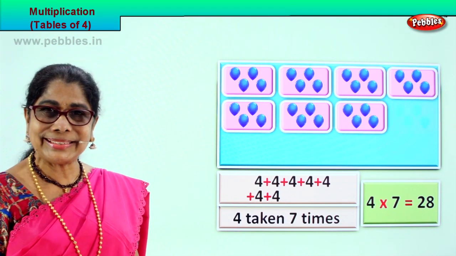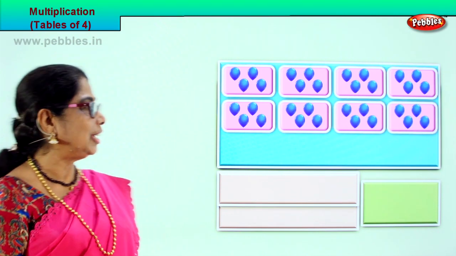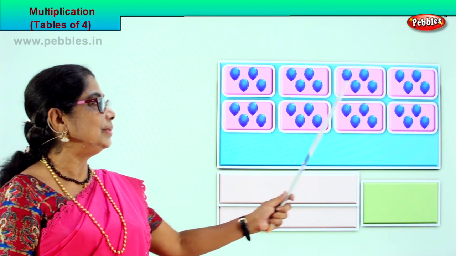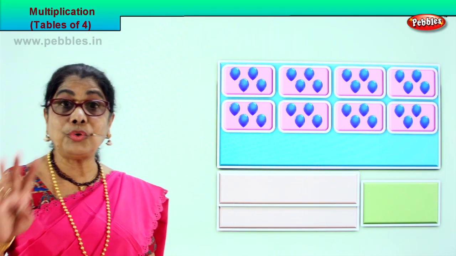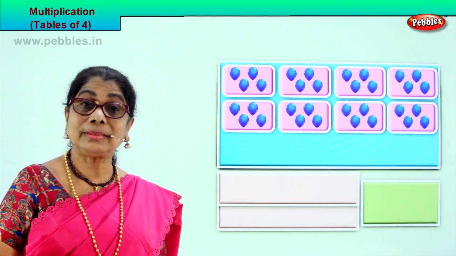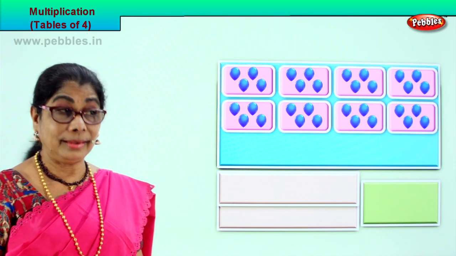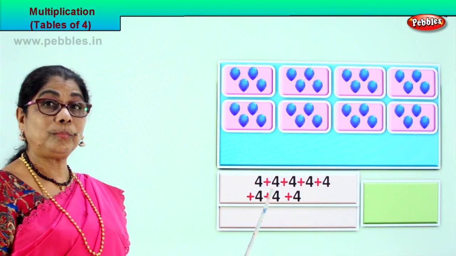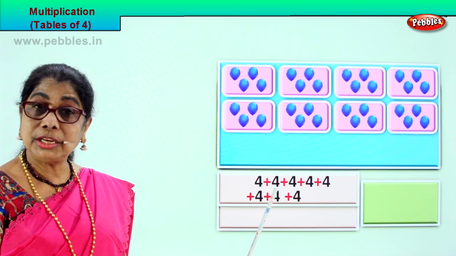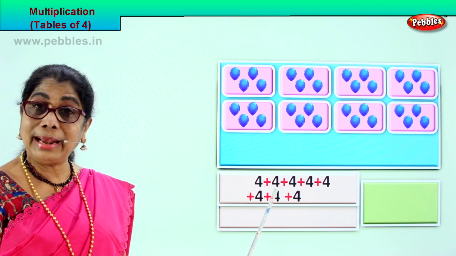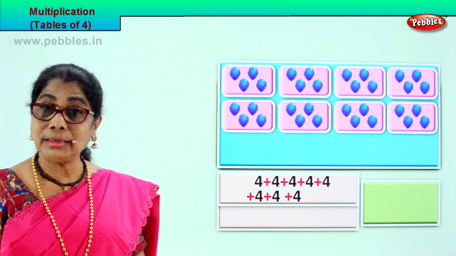Look at the groupings. Shall we? Good. 1, 2, 3, 4, 5, 6, 7, 8. 4 taken 8 times. Now, multiplication is repeated addition. So we are going to add 4 eight times and see what the answer is.